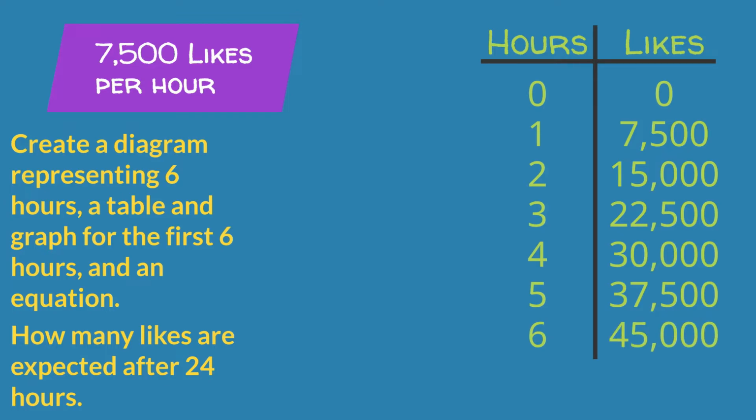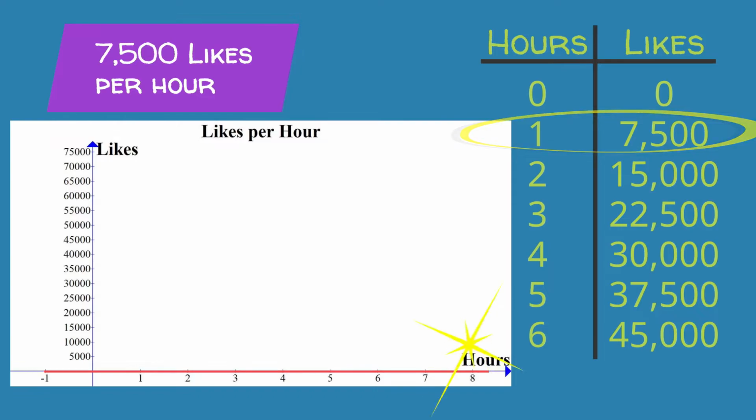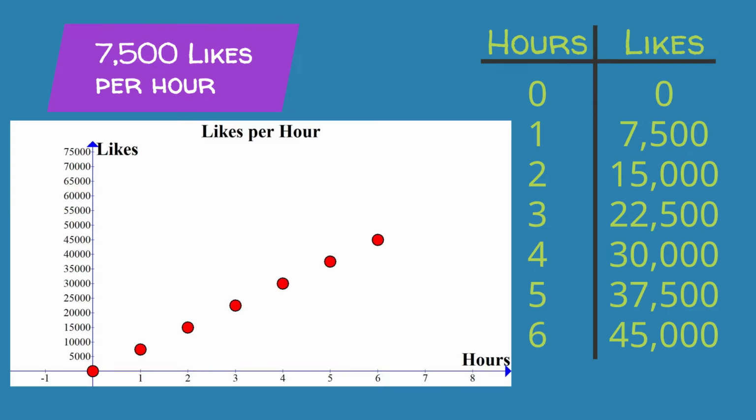To create the graph, I use each hour-like combination as an ordered pair. Because we are looking at the change in hours and its effect on the number of likes, I will use the x-axis to represent hours and the y-axis to represent the number of likes. I then plot the points on the graph.